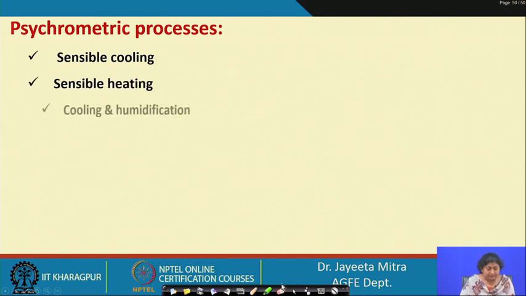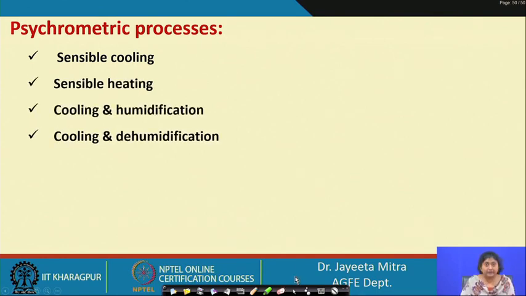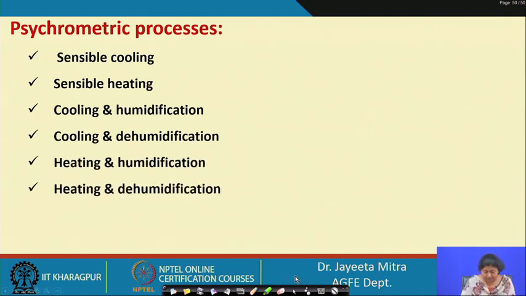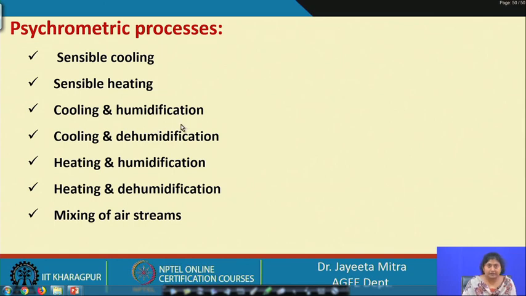Now, there are different processes that we can very clearly show in the psychrometric chart, okay, because many a time we need only the sensible heating or cooling mechanism, okay, and in many process what we can do is cooling and humidification, that is the temperature of the air is reducing, at the same time moisture content is increasing, or cooling and dehumidification, that is moisture is also getting lowered with lowering of temperature. Then heating and humidification, heating and dehumidification, and mixing of air streams.